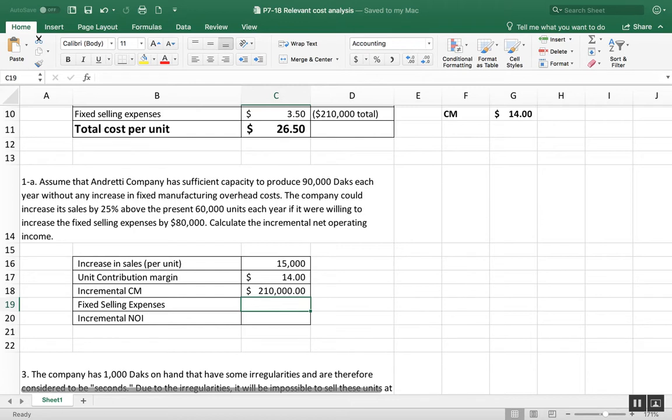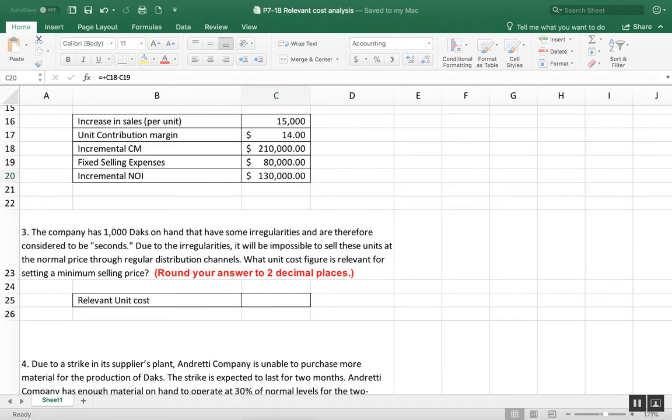Now, remember they said I had to increase my fixed selling expenses by $80,000, so I'm going to do that here, but I think I'm still going to wind up ahead because I'm going to increase my contribution margin by $210,000 by only spending $80,000. The net of that whole thing is that my net operating income is going to go up by $130,000. Pretty cool, huh? Now, this next one is a little bit tricky.